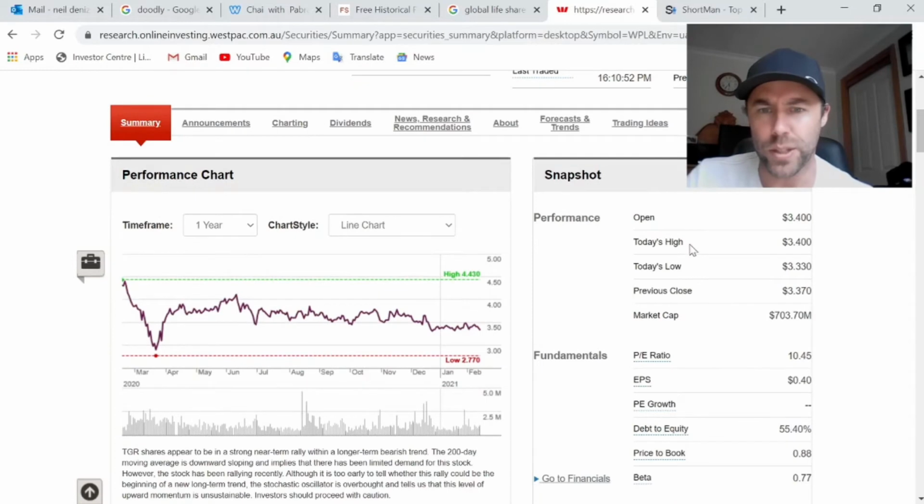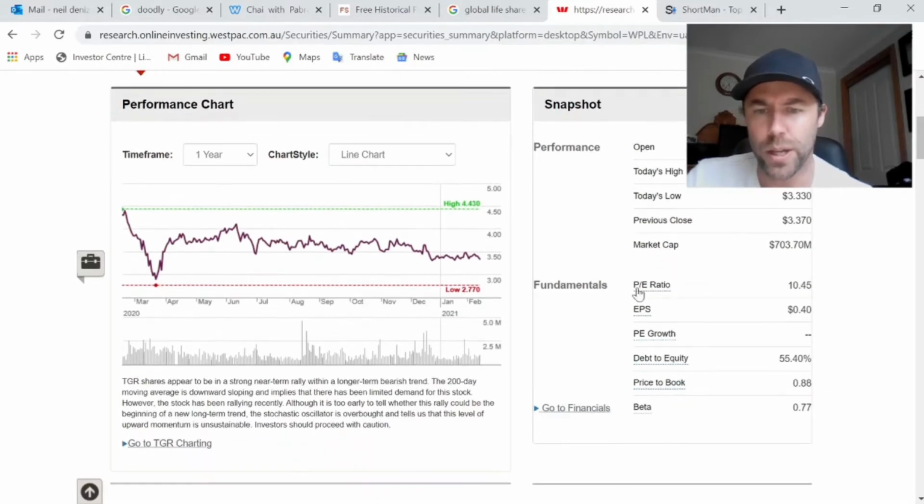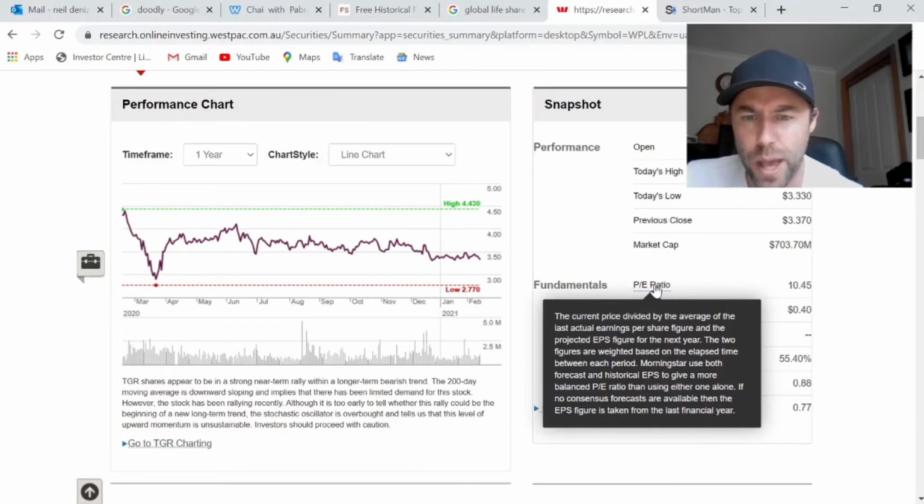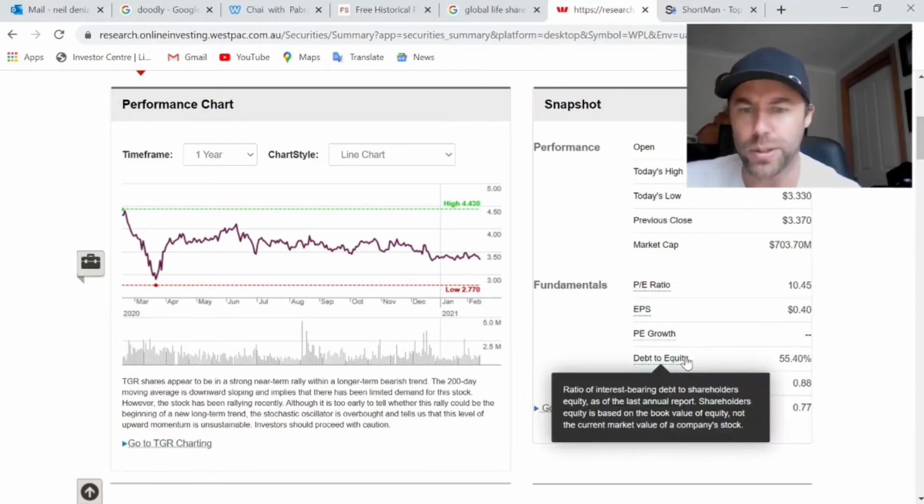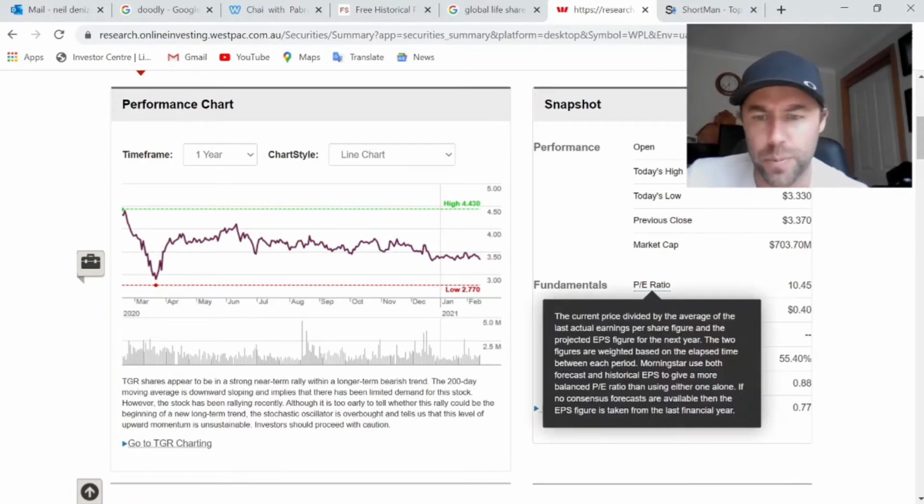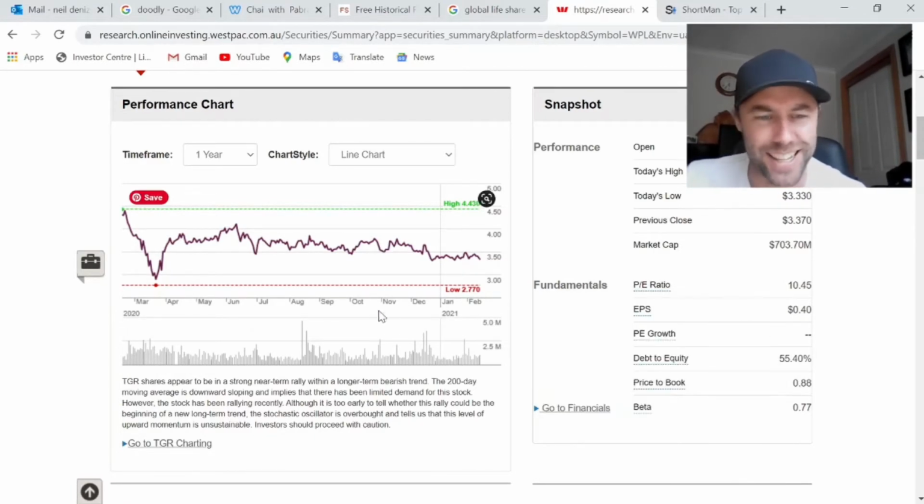Over on the right here, we have a quick snapshot of today's high and low, previous close, the market cap coming in at just over 700 million, the PE ratio, the EPS. Another great feature as well, just in case you're new to the game and you're not too sure what a PE ratio is, the price to earnings ratio, you can just hold your mouse over the tab there, and it'll give you a quick snapshot of what the PE ratio is. Or if you're wondering what debt to equity is again, it gives you a quick little synopsis of what it actually is.